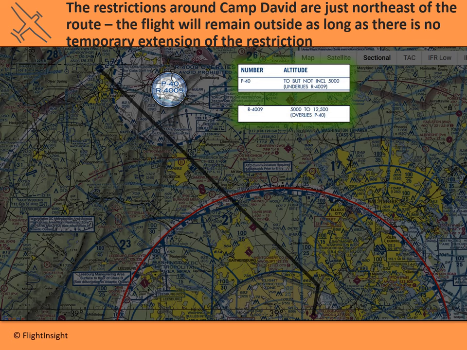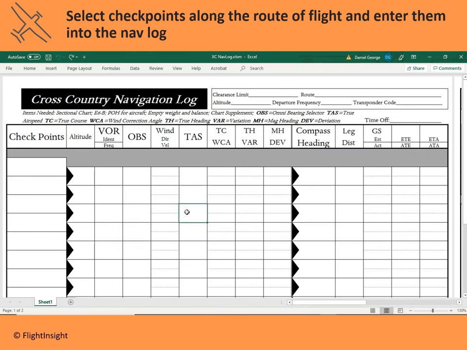So we'll take note of that just because it's close to our route of flight, but we don't need to amend our route of flight to stay away from it. Now that we've got our route set up, we can start to put together the cross-country navigation log. So we pull that up and we can just work left to right on here. So we'll start with the checkpoints, and these are going to be the visual landmarks that we're going to use to conduct pilotage across the route of flight.